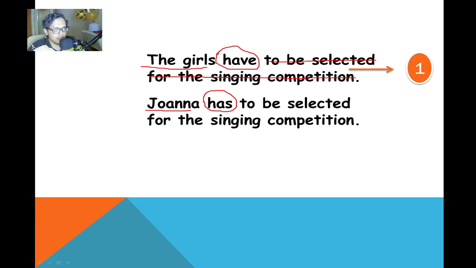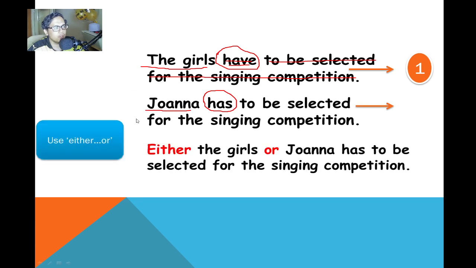Now, if it is like this, we must choose the second one, the second subject. So this one, no need. So, as usual, use either or. You write either the girls or Joanna has to be selected for the singing competition. You can see here, the girls have no need to write. Because why? We choose the second one. Either the girls or Joanna has to be selected. This one, no need to write. If you write either the girls have or Joanna has, wrong. So this verb, the first verb, no need to write. Write the second one.